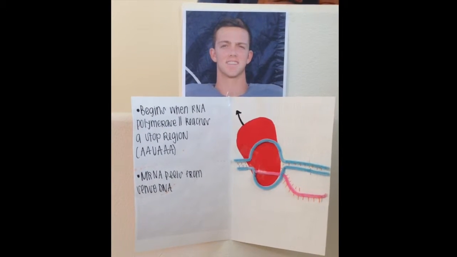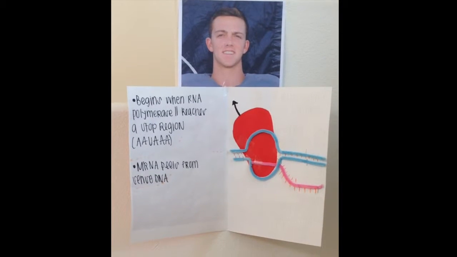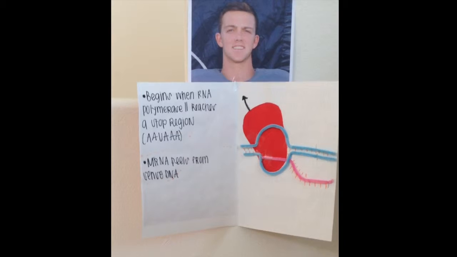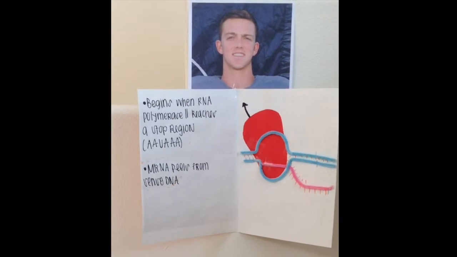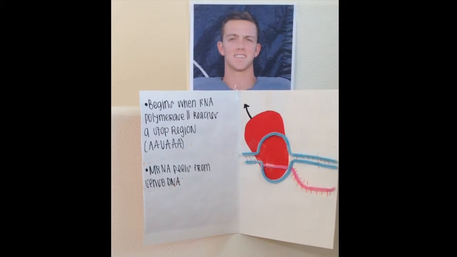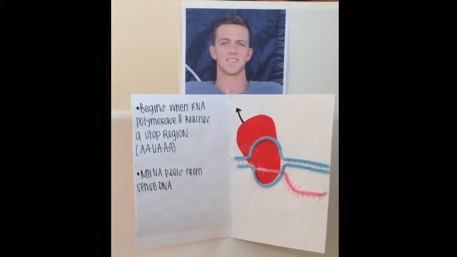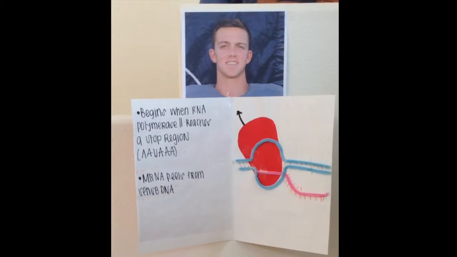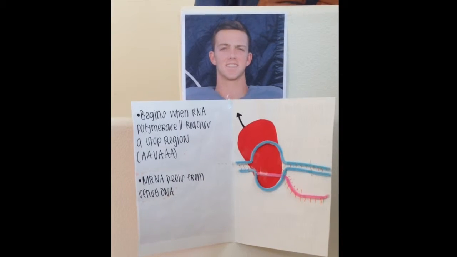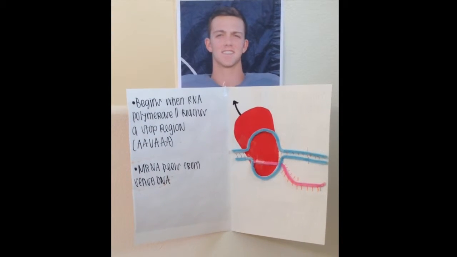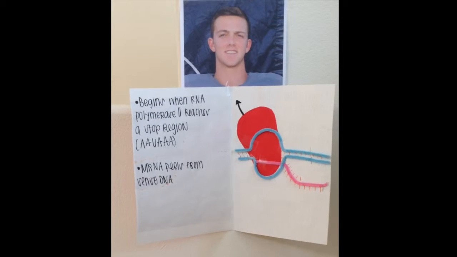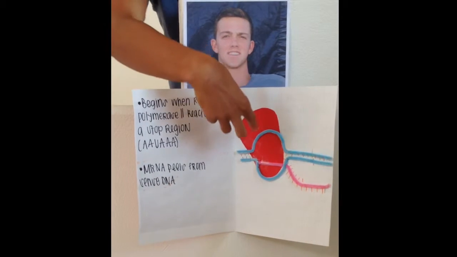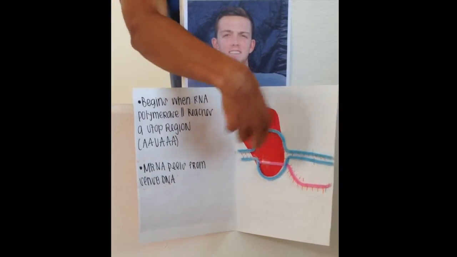Termination of transcription occurs when RNA polymerase II reaches a DNA stop region or termination sequence, AATAAA, in the DNA. Then RNA polymerase jumps off the DNA and the mRNA peels completely free from the sense DNA. And as you can see in the picture, that's what's happening.